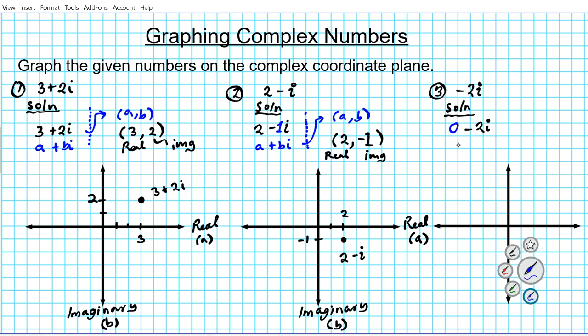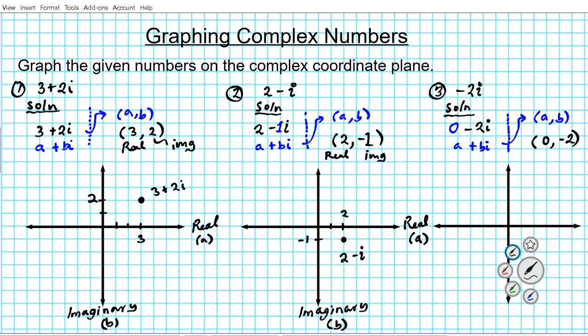Alrighty? Okay, so we have a plus bi. Can you tell what a and b are? In this setup that we have right here, I want to graph the point a comma b. In this setup, a is 0 and b is negative 2.